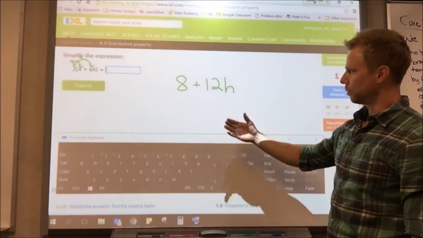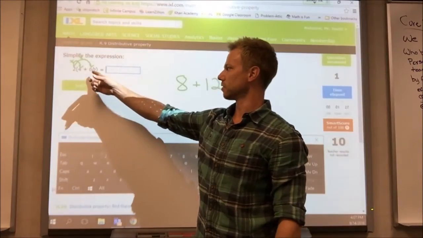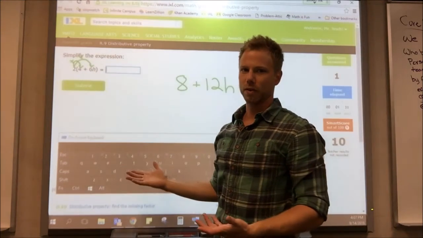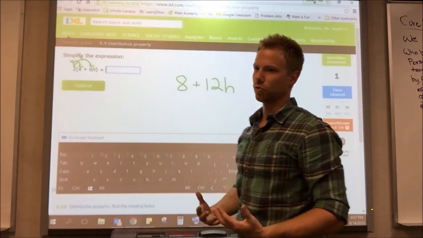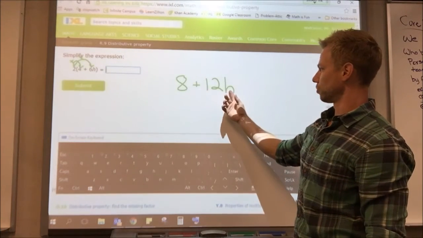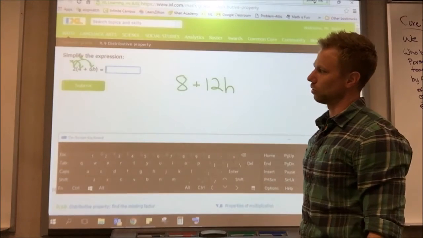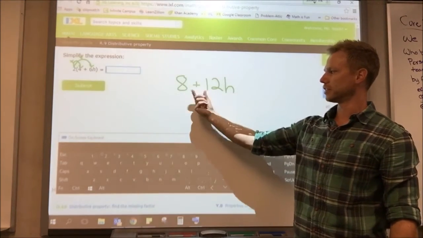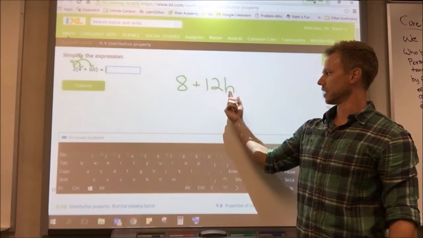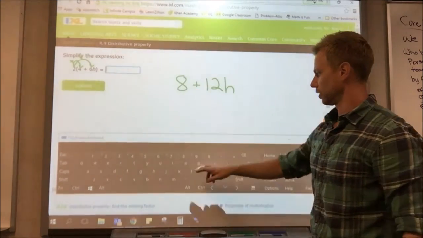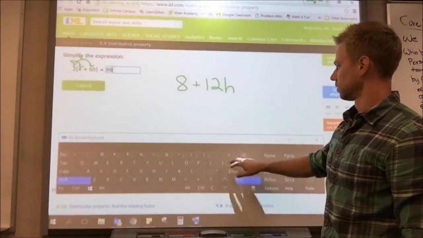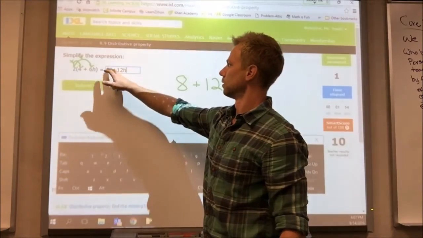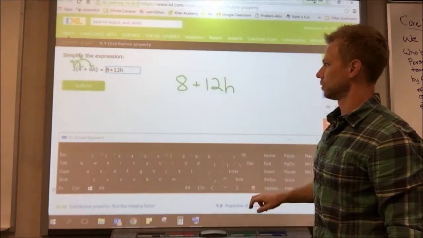Okay? It'd be like if I had 2 baskets, each had 6 apples in them. Well, together in both baskets, I have 12 apples. So the h would represent the apples. We'd have 12 apples. Okay, again, I can't put 8 and 12h together because this has a letter and this doesn't. So that's all I can do. And I just get 8 plus 12h.